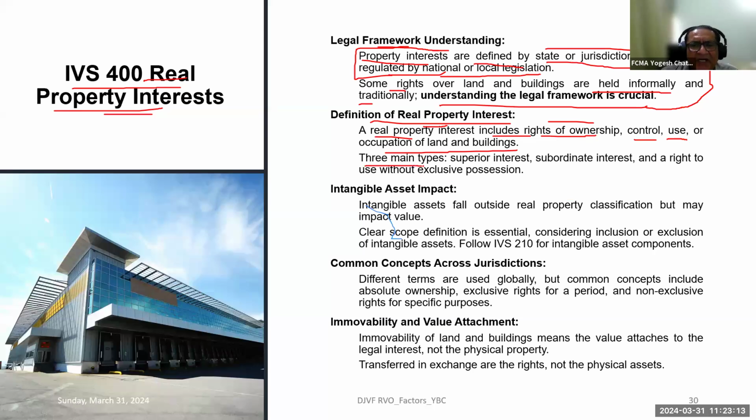And there are three main types: superior interest, subordinate interest, and right to use without exclusive possession. So these are three different types of interest. Superior interest, that will be a leasehold, sublease, and a right to use without exclusive possession. Intangible asset impact, which we again discussed. Intangible assets fall outside real property classification, but they may impact the value.